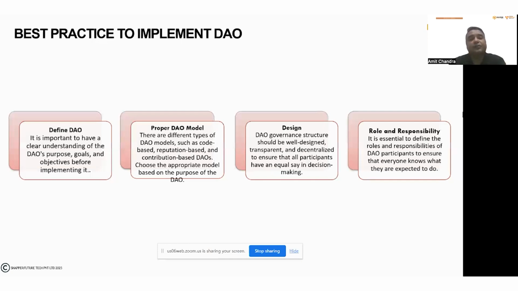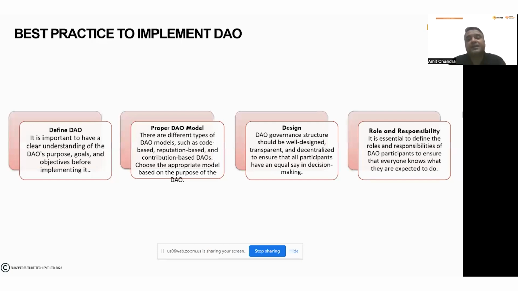The roles and responsibilities are very important when implementing DAO in a company. It means who will be holding how much of the token. Suppose I am implementing DAO in my company, and we have promotional activity in our company. We have to give salary to our employees. We have some investment plans.